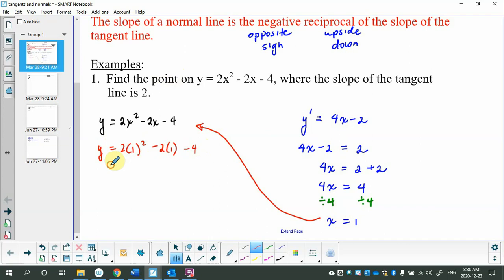And do a little bit of math. So 1 squared is 1, times 2 is 2, negative 2 times 1 is negative 2, minus 4, and I end up with negative 4 for my y value. So now I actually have the answer to the question. Therefore, the point is (x, y) = (1, -4). And I am on to the next question.